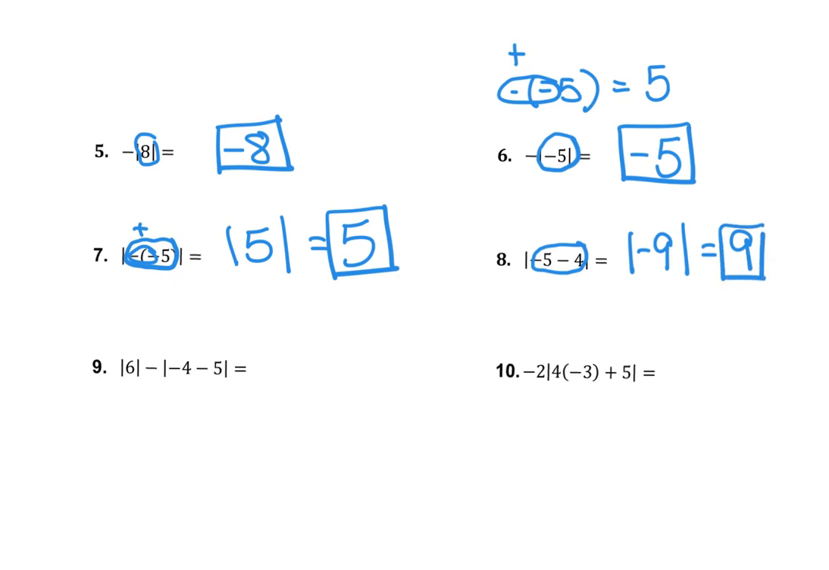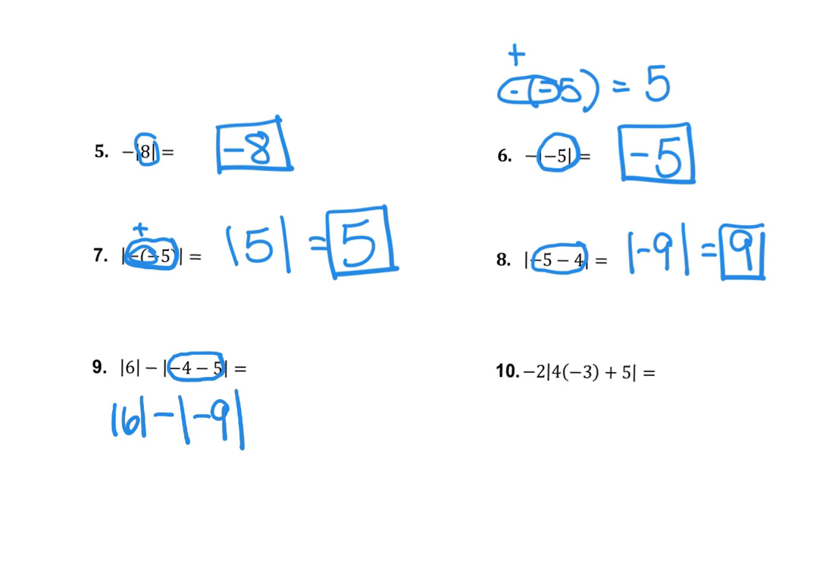All right, for question number 9, we have the absolute value of 6 minus the absolute value of negative 4 minus 5. So the first thing that we would want to do in evaluating this expression is simplify inside of my absolute value symbol. So I'm going to rewrite my absolute value of 6 minus, and then we know that negative 4 minus 5 is equal to negative 9.